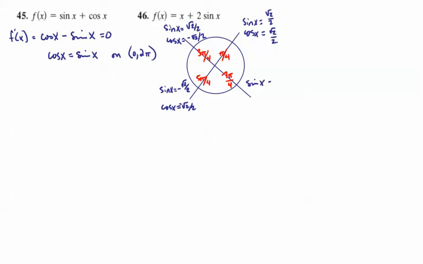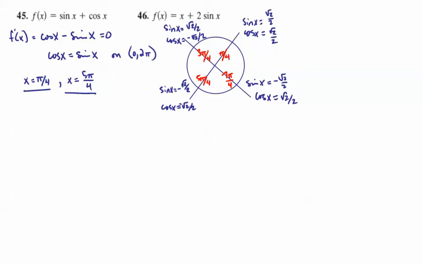So sine of x is negative root 2 over 2. Cosine of x is positive root 2 over 2. So where does sine equal cosine? They have to be equal both in value and in sign. So that will happen at x equals pi over 4 and x equals 5 pi over 4. So we have our critical numbers.